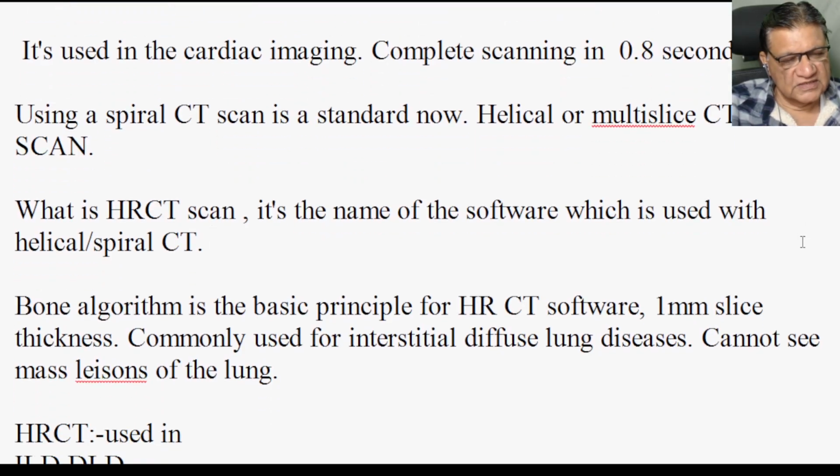Now what is HRCT scan? It's the name of the software which is used with the helical spiral CT. The bone algorithms.